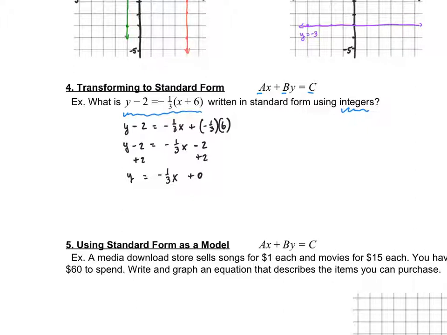Plus 0. Get in standard form, right? I have to have my x and my y on both sides, so I'm going to add my 1/3 x to both sides so I can get them to the left, and I'm going to have 1/3 x plus y is equal to 0. Well, it does ask me to have an integer, and I should hopefully know right now that 1/3 is not an integer. And what can I do to make 1/3 an integer? Well, I can multiply it times 3.